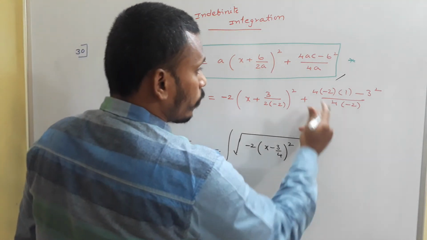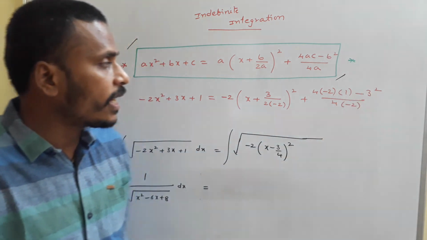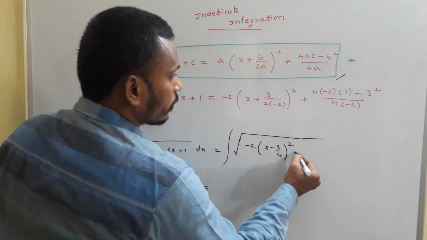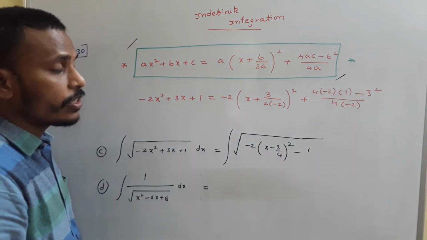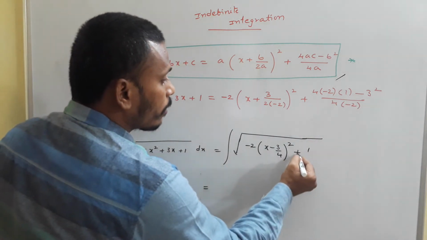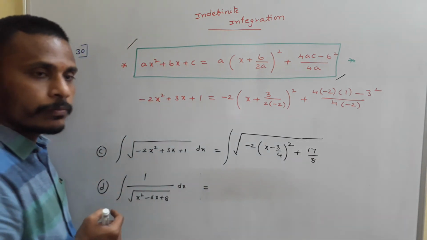And now the next bit, what is it? This is minus 8 minus 9. Minus 8 minus 9. Minus 17 by 4 into minus 2 is 8, right? Minus 17 by minus 8 means plus 17 by 8. Okay, what we need to do?